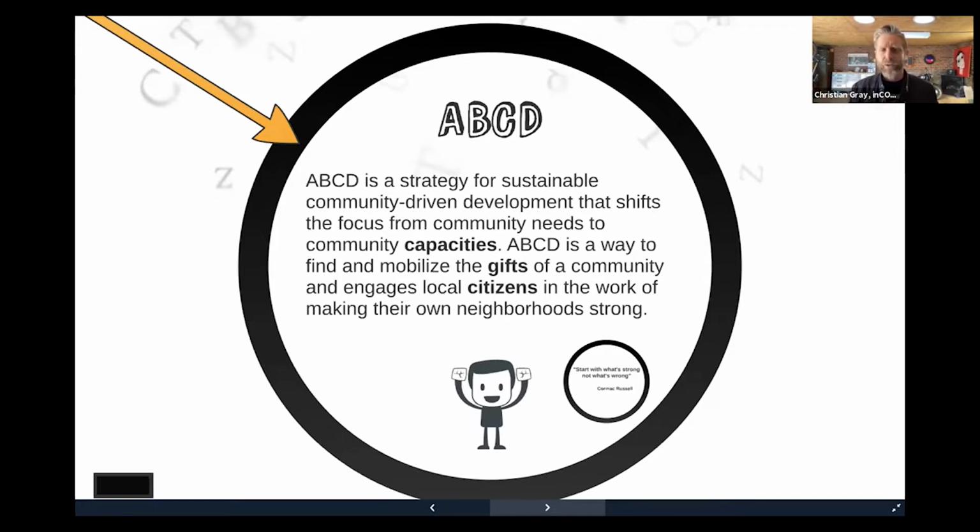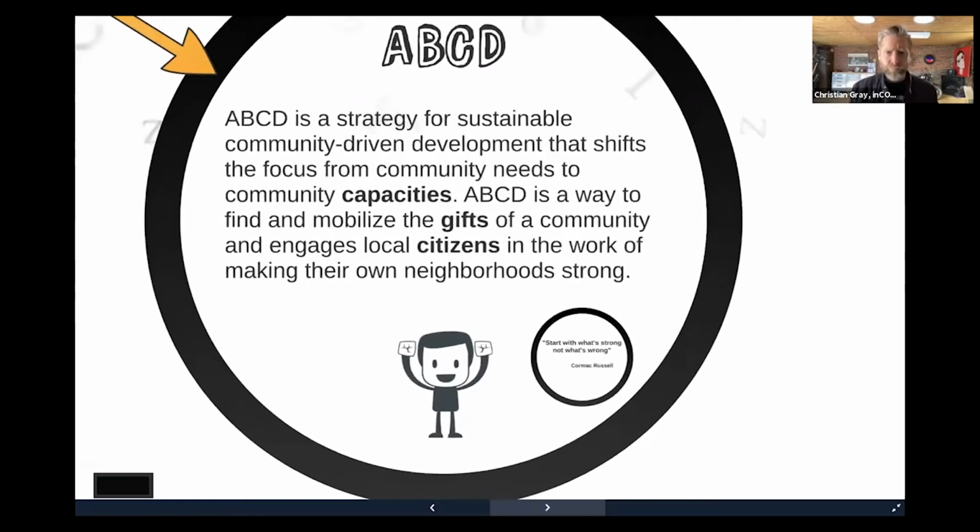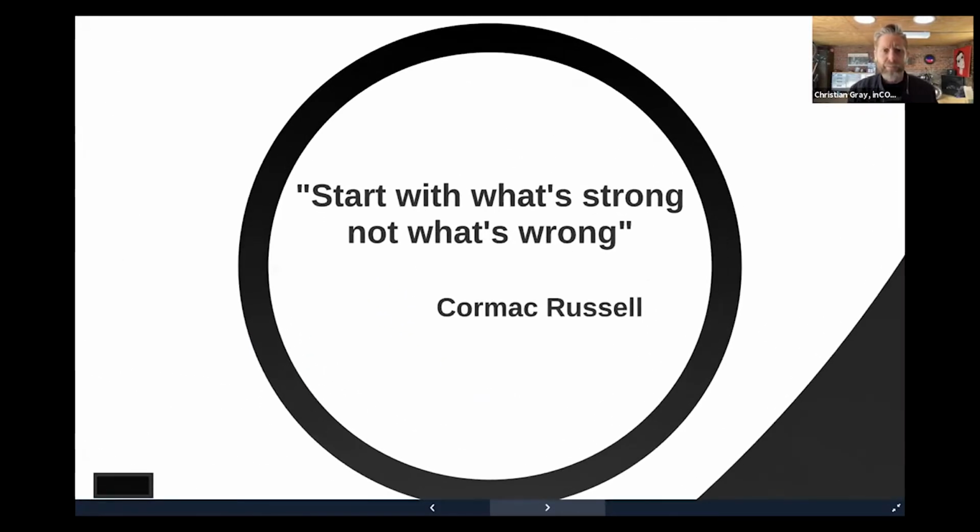The other thing I'd mention is that traditional focuses more on bringing outside experts into the work of community development to make a neighborhood strong. ABCD is focused on leveraging the existing neighbors and leadership of a community, starting with that place of existing human resource. So those are some of the basic contrasts between traditional and ABCD. Cormac Russell, who's an ABCD thinker, puts it really plainly: start with what's strong, not what's wrong.